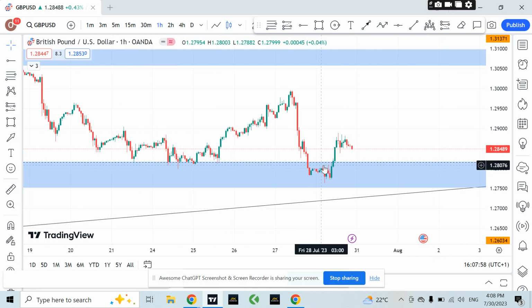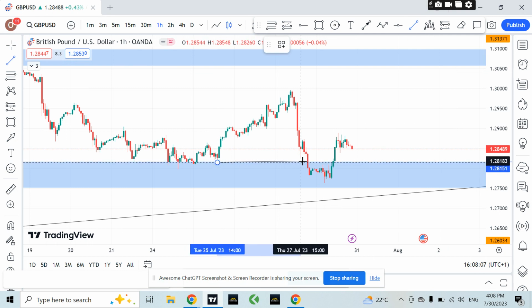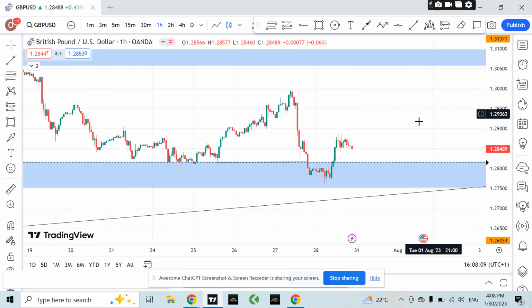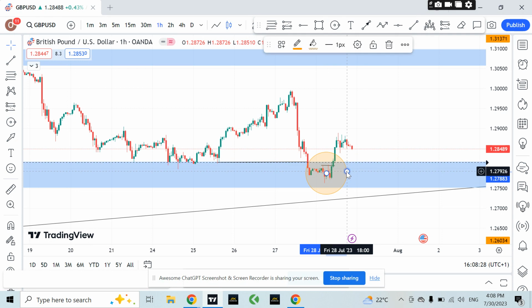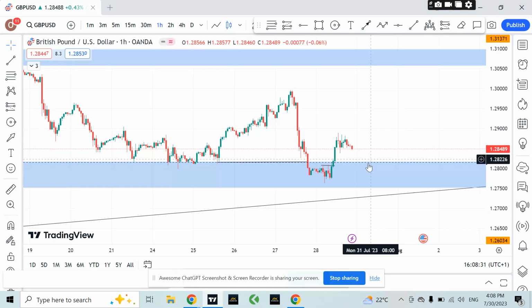So look here, you see that we have a change of character here. I don't know if you can see that, but that's a change of character there. We have a break of structure here, right? And we have a change of character, making this area another demand zone, which the market can get into and pull up. Yeah, because we have a fair value gap also there, which the market can pull in.